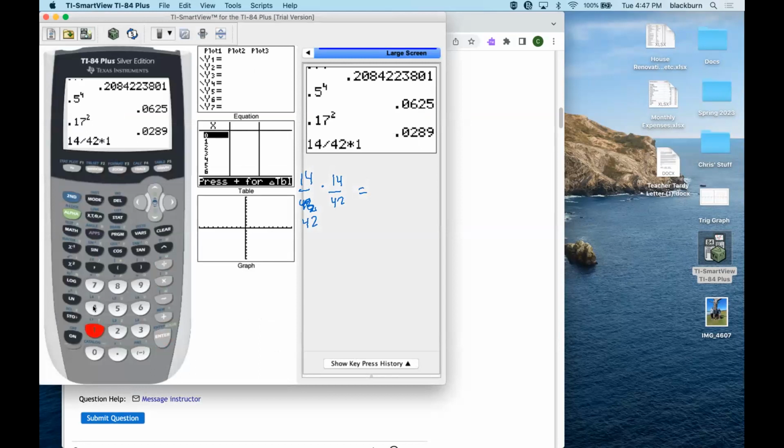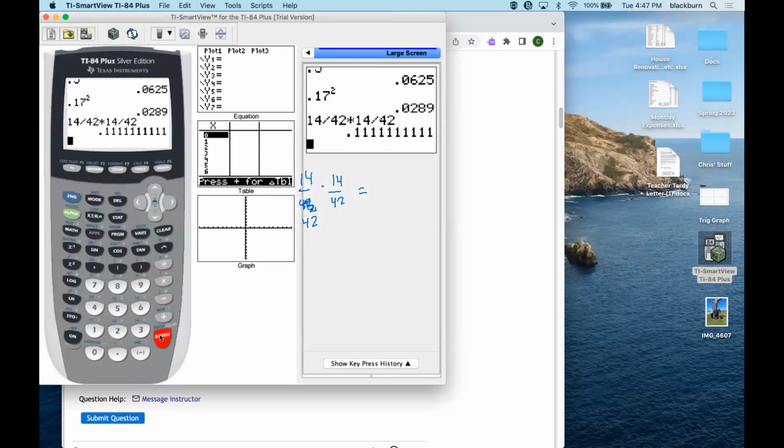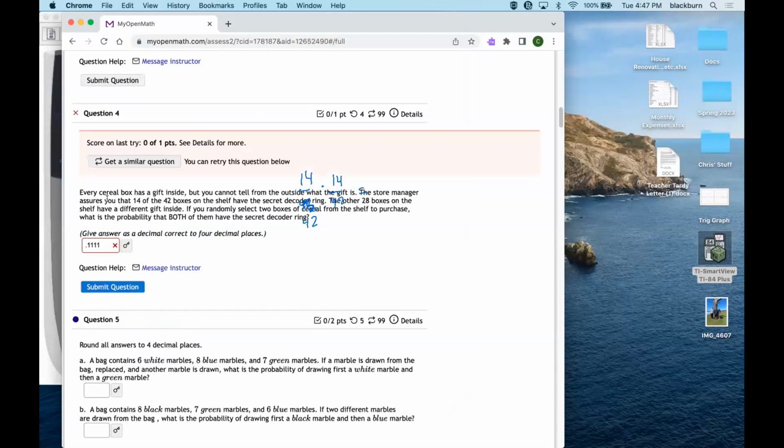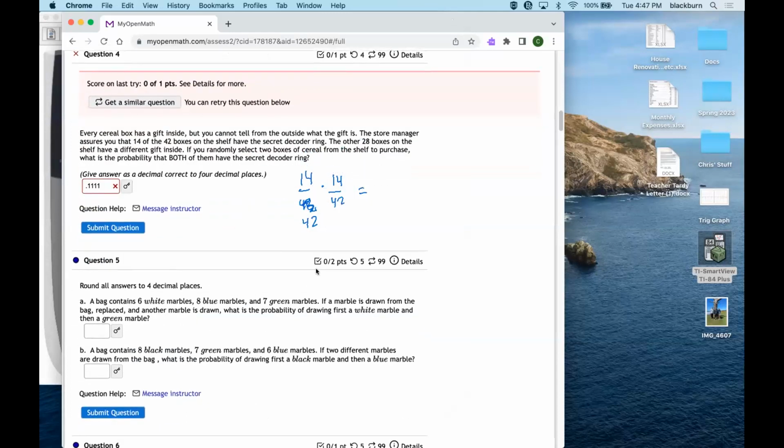And let's see what we get. We get 0.1 repeating, 0.1111. So, I got it wrong. Okay, let's see what's happening. The store manager assures you that 14 out of... so this one I'm not... because we're talking about the shelf in a store.